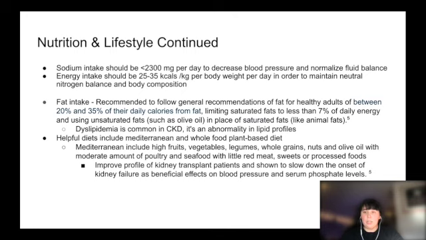The Mediterranean diet includes high amounts of fruits, vegetables, legumes, whole grains, nuts, and olive oil, with moderate amounts of poultry and seafood, and little red meat, sweets, and processed foods. It improved the profile of kidney transplant patients and is shown to slow down the onset of kidney failure, as it has beneficial effects on blood pressure and serum phosphate levels.